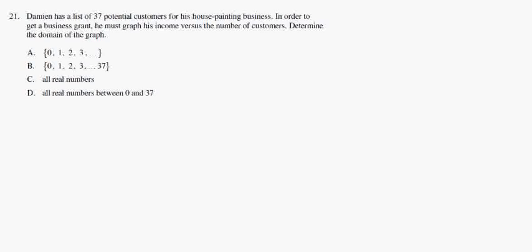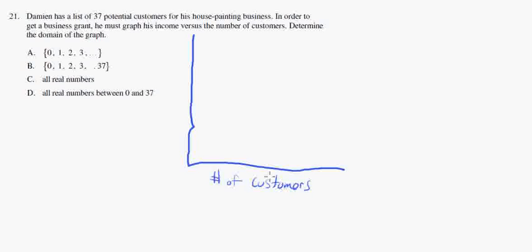Okay, so it's asking us for the domain of the graph. Basically, let's start off with the graph. We can do a rough sketch. And the business grant says he must graph income versus number of customers. Okay, number of customers, we'll plot that on the x-axis, and his income will be on the y-axis.